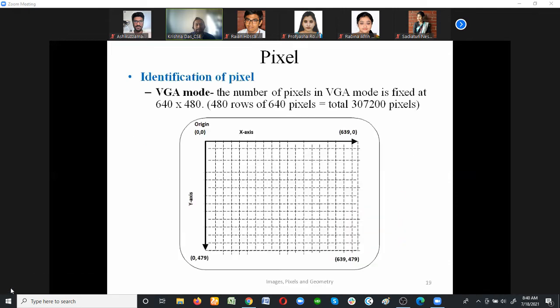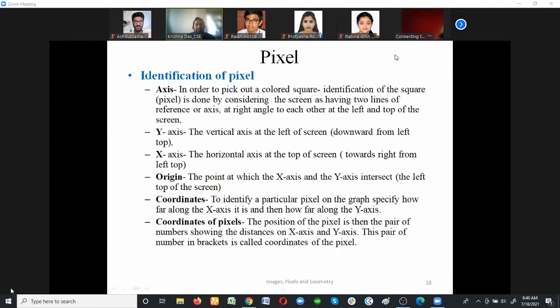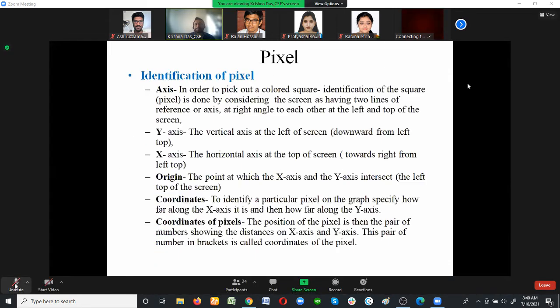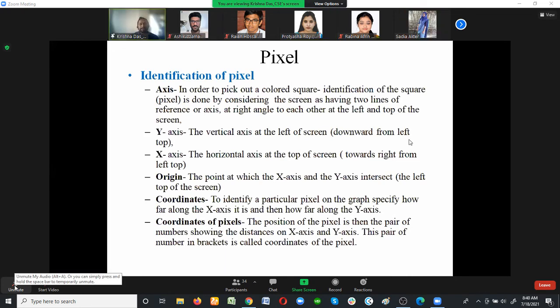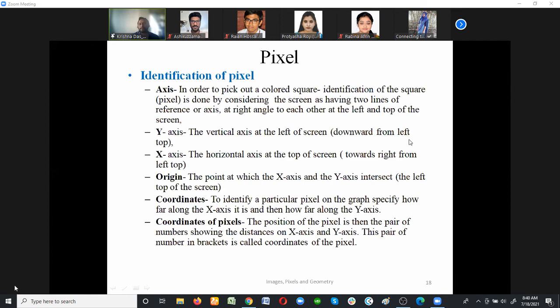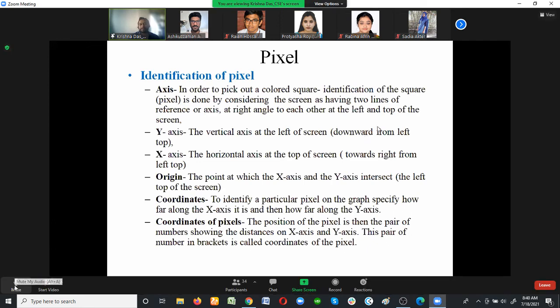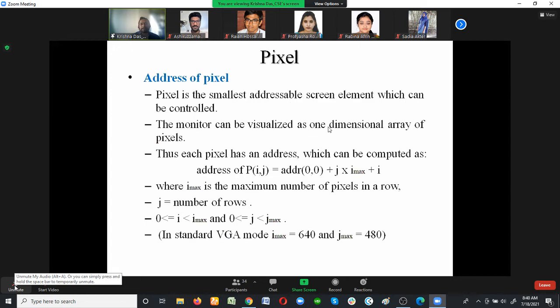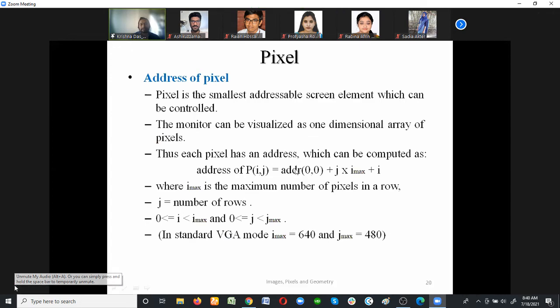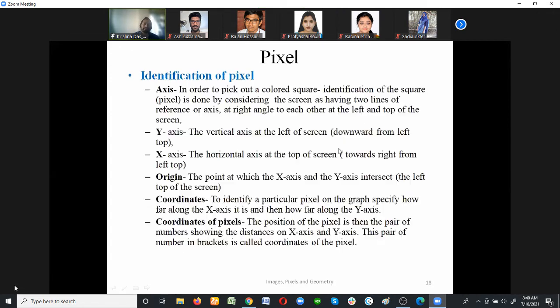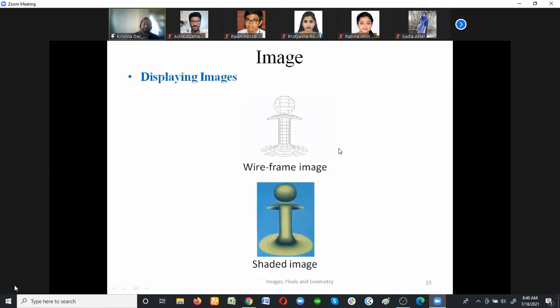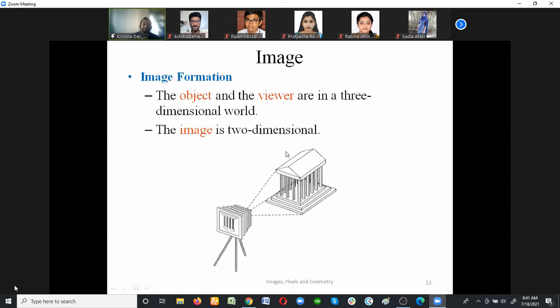for quick recapping, I think we have started the discussion about the pixel, right? In the last class. Yes, sir. We started the discussion about the pixel. But we have not identified the pixel address, right? No, not yet, sir. Okay. For the pixel, before that, we discussed something.